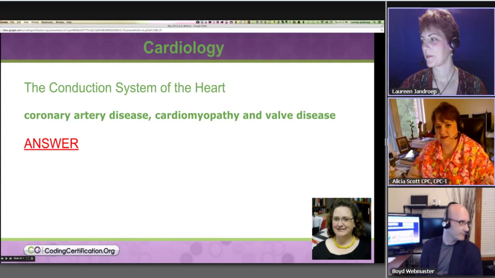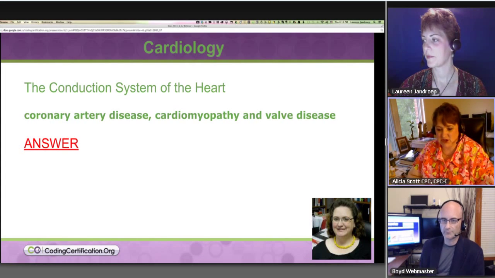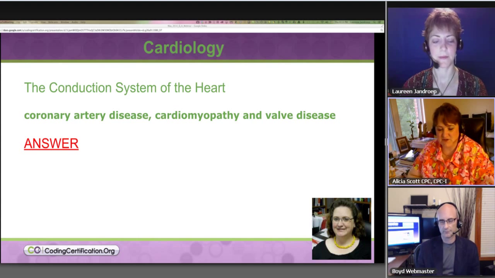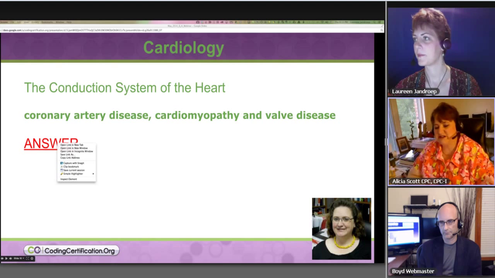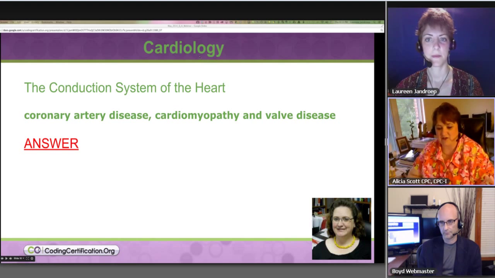One of the things that is so important for us as coders is to know the anatomy and the physiology of what's going on with the different body systems. So the conduction system of the heart can lead to coronary artery disease, cardiomyopathy, and valve disease.